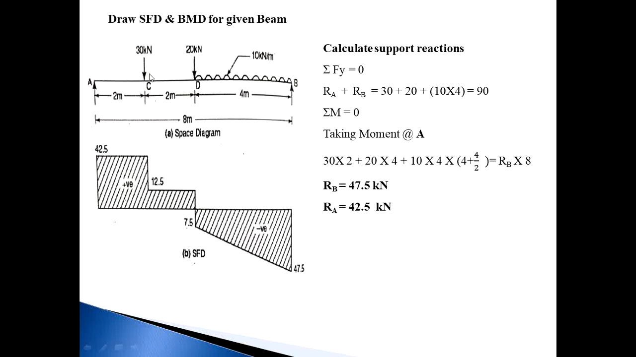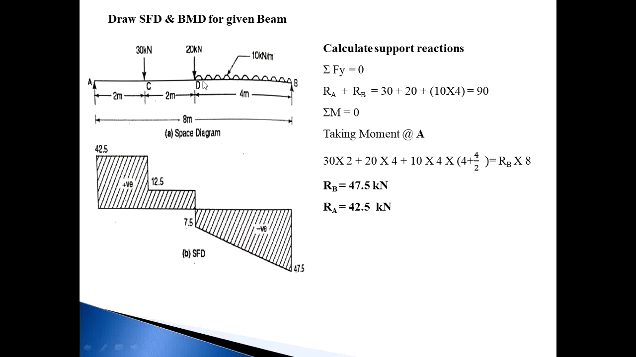So first take the moment for the 30 kilonewton force. With respect to point A, the distance for the 30 kilonewton is 2 meters, so 30 into 2. Plus the next 20 kilonewton force. From point A, the distance for the 20 kilonewton force is 2 plus 2, that is 4, so 20 into 4. Then next the UDL. First of all, convert this UDL into a point load.